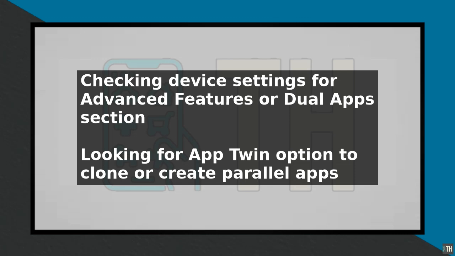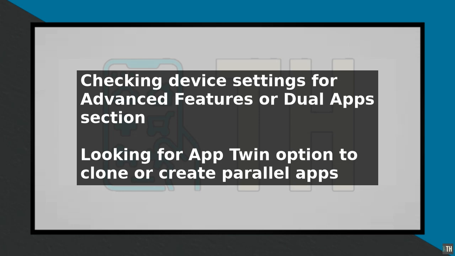To use the built-in app cloning feature, go to the Settings menu and select the option to clone or create a parallel app. Choose the app you want to clone from the list of available apps. The device will then create a copy of the selected app, which can be used independently of the original app.